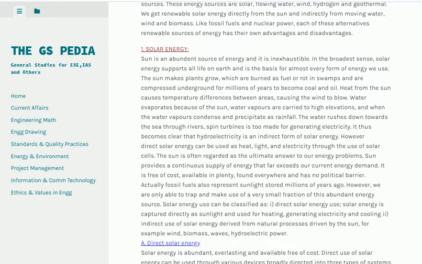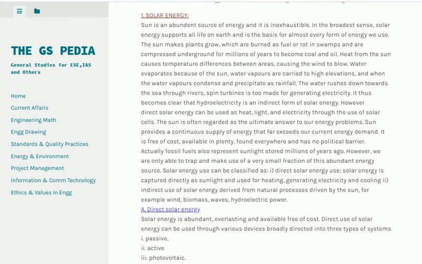1. Solar energy. The sun is an abundant source of energy, and it is inexhaustible. In the broadest sense, solar energy supports all life on Earth and is the basis for almost every form of energy we use. The sun makes plants grow, which are burned as fuel or rot in swamps and are compressed underground for millions of years to become coal and oil.